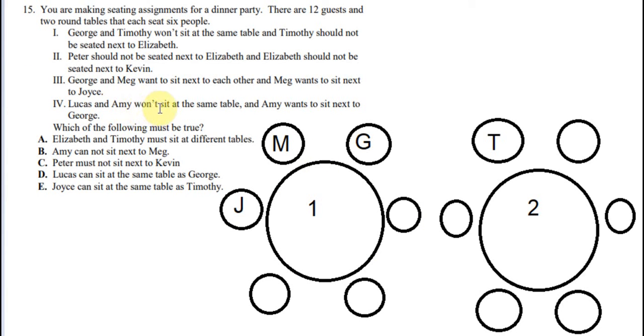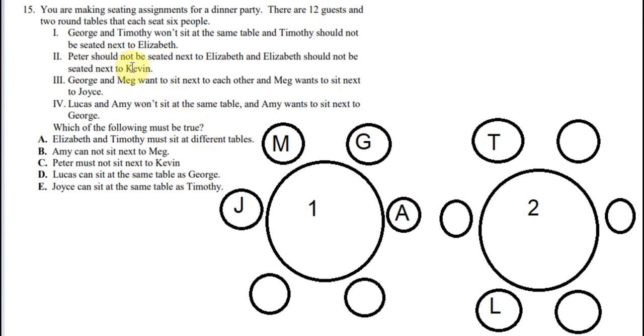Lucas and Amy won't sit at the same table. Amy wants to sit next to George. So we know that Amy wants to sit next to G. So we have A, and we have Lucas. Lucas won't sit at the same table, so we choose Lucas far away in this one.